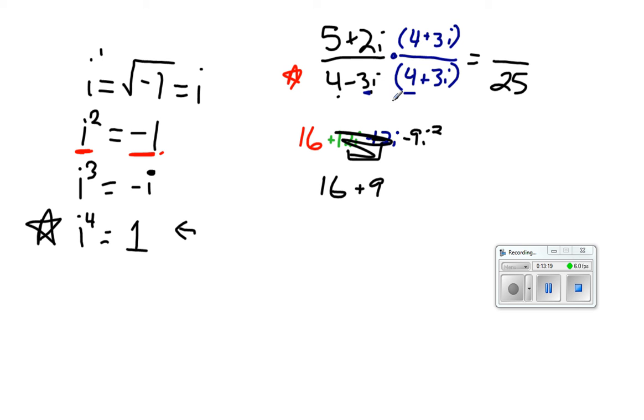Which is the sum of the squares, 4 squared plus 3 squared. Which is always going to work because it's just really the sum of the first and the last.